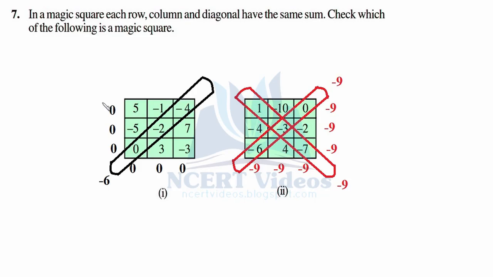Now let's check row wise. So here you can see minus 4 minus 1 is minus 5, again 0. Now 5 plus 2 is 7, minus 7 is 0, 3 minus 3 is 0. So far we are meeting the criteria.